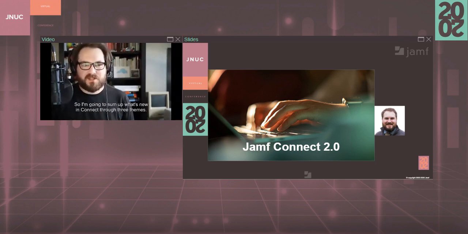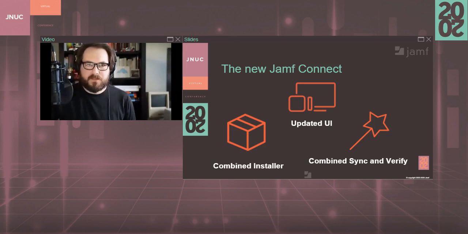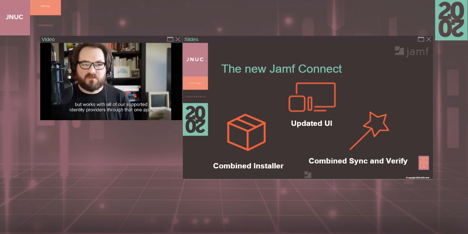So I'm going to sum up what's new in Connect through 3 themes. Jamf Connect's easier to use, easier to deploy, and easier to manage. So what's new? First, we're introducing a brand new user experience for the login window, one that feels refreshed and at home on the Mac. We've taken our sync and verify applications and replaced them both with a brand new Connect app that combines their features, but works with all of our supported identity providers through that one app. And without the need for maintaining multiple menu bar applications, we've simplified installation by consolidating everything, our login window and menu bar app, into a single deployment package for updates and management.